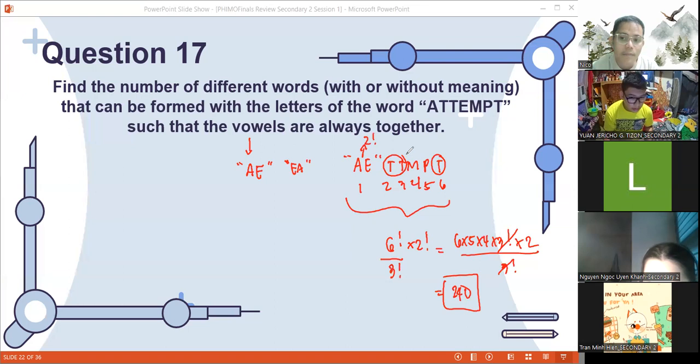Again, the AE can be arranged 2 factorial times. Then if you couple the A and E, or pair them, how many elements are there? It's only AE, P, T, M, P, T. So there are 6 of them. You can arrange them 6 factorial times, over how many letters are the same? 3 T's, so it's 3 factorial. So we have this one. Very easy, right?